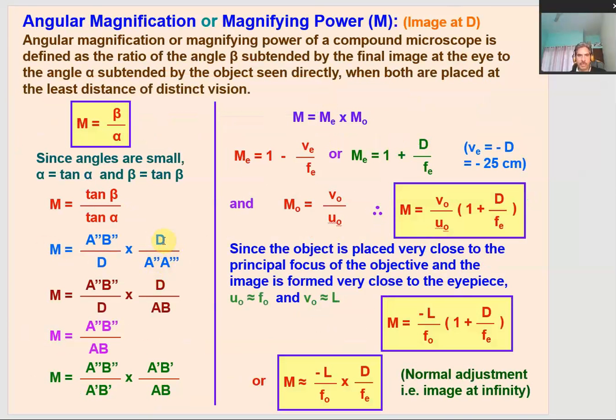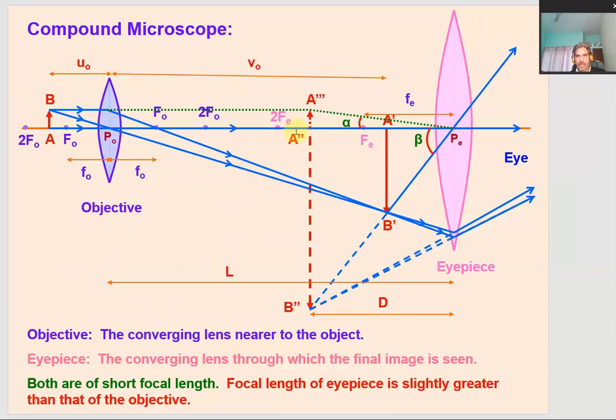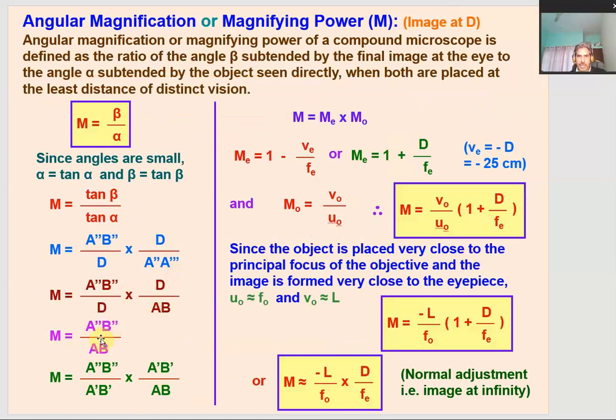On calculation, D cancels out, and in place of A double dash A triple dash, which is nothing but the size of the object AB, we simply write AB. So we have got the angular magnification to be A double dash B double dash divided by AB.